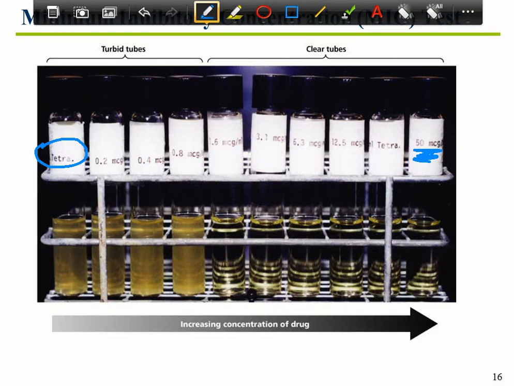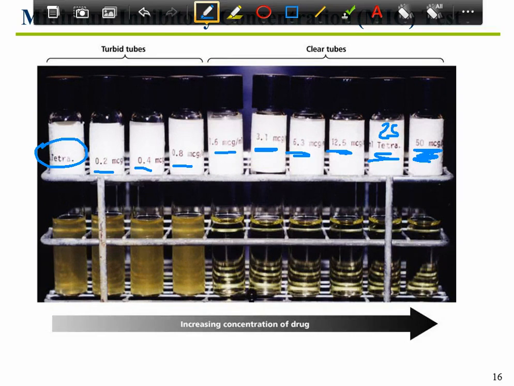High concentration, 50 micrograms. Then this would be 25. You can't see it, but that's 25. Here's 12.5. Here's 6.3, 3.1. Notice that they've diluted this 1 to 2, 1 to 2, 1 to 2, 1 to 2, 1 to 2, because you can see the dosage is being reduced as you go down.